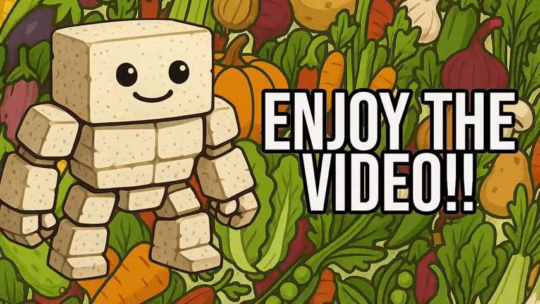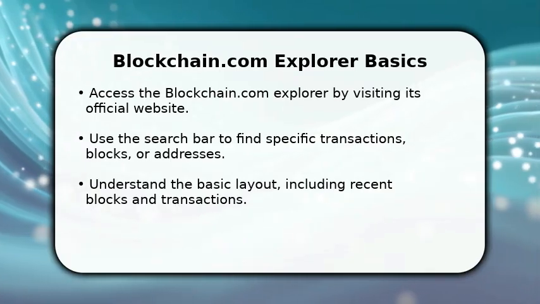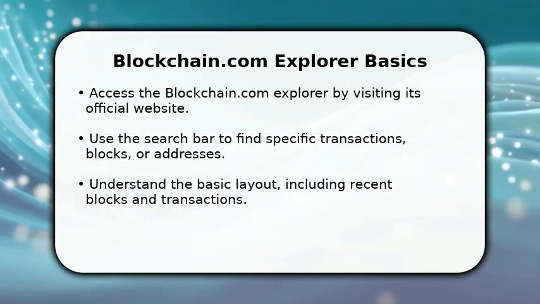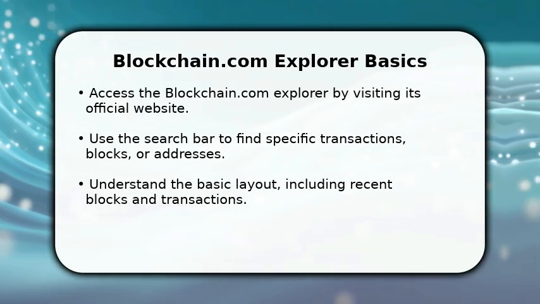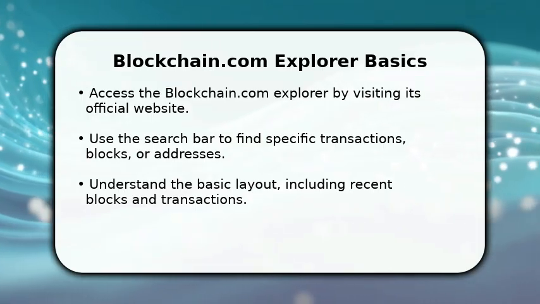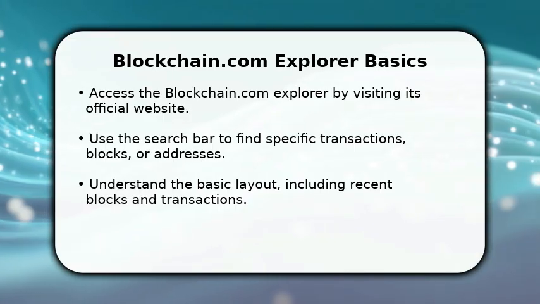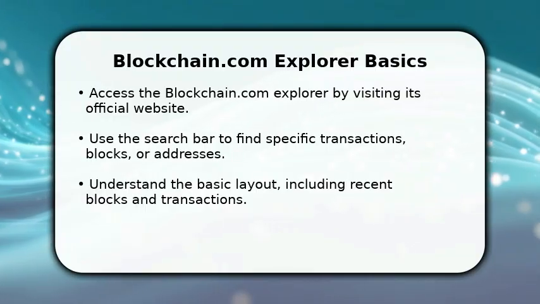Please enjoy the video. In this video, I will explain how to use the Blockchain.com Explorer. First, navigate to the Blockchain.com website and locate the Explorer section. You'll see a prominent search bar. This is your primary tool for finding information. Simply input a transaction ID, block height, or wallet address to begin your search.